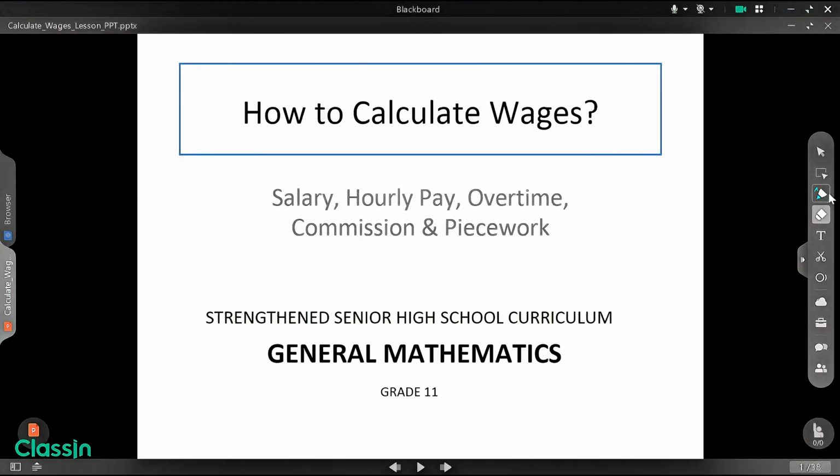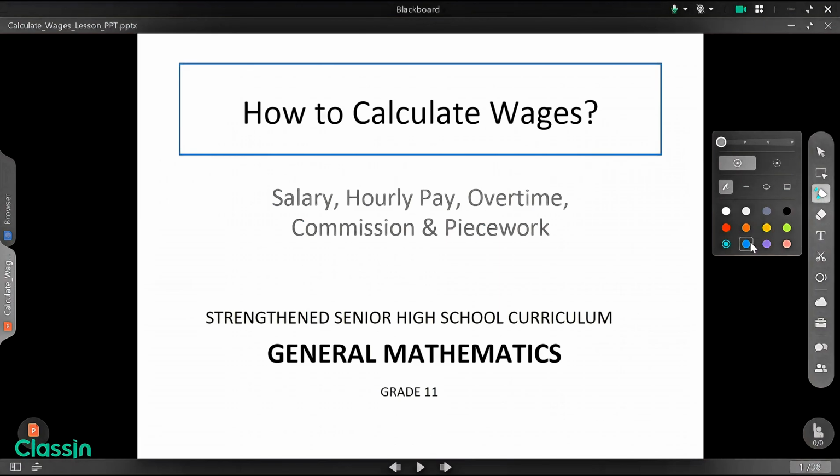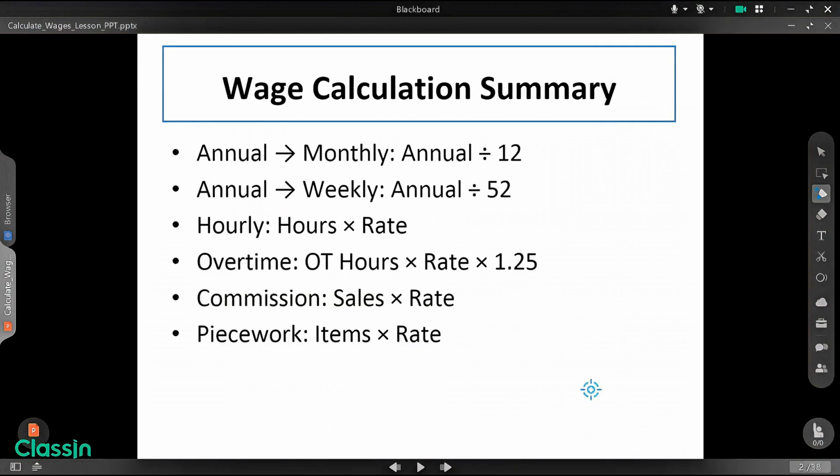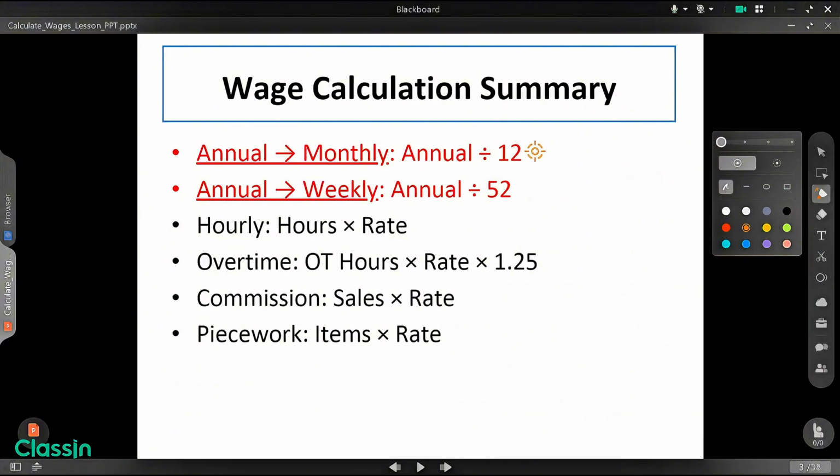Okay, hello. In this lesson, we are going to talk about how to calculate wages in accordance with the salary, hourly pay, overtime, commission, and piece rate. This lesson is under General Math and grade 11. These are the formulas that you need to ponder under this lesson. But before anything else, let's focus first on the annual salary to monthly and annual salary to weekly.